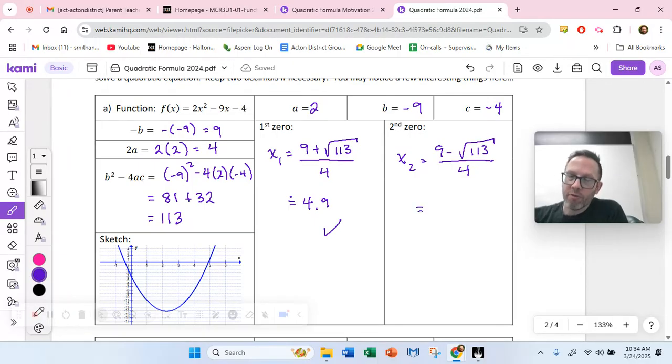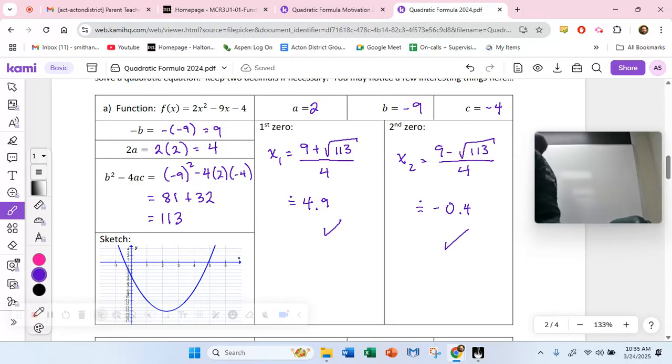For my second root, 9 minus the root of 113 divided by 4, I got about -0.4. I'll just leave it to one decimal place, which looks pretty good too. Everything matches up. 9 minus root 113 first, get an answer, then divide by 4. If you didn't get those, I'll do a tour right now and you can flag me down.